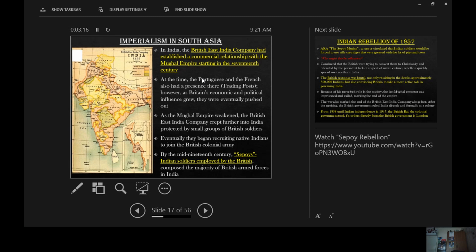You guys have probably heard of Mahatma Gandhi. I got a picture of him right back there. He's one of the leading figures of the independence movement that ends up actually working, but it takes quite some time. In fact, if it hadn't been for World War II, who knows if that would even come to pass.